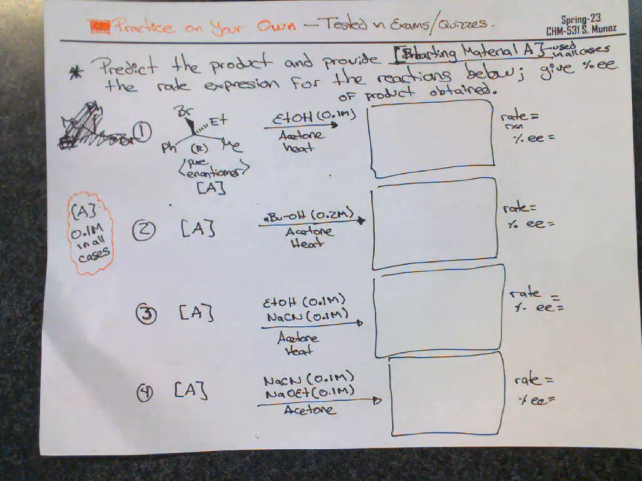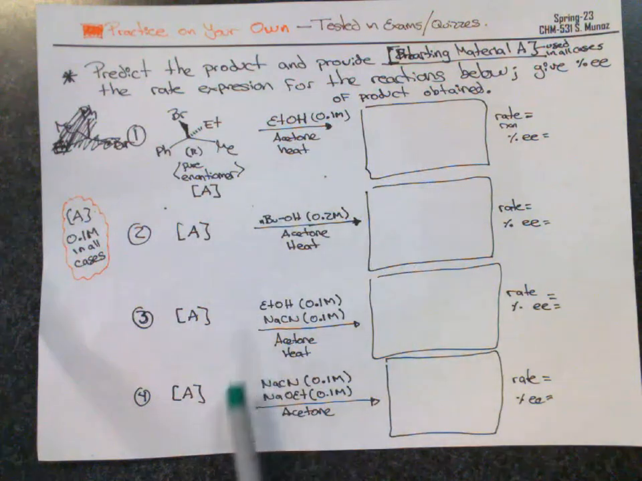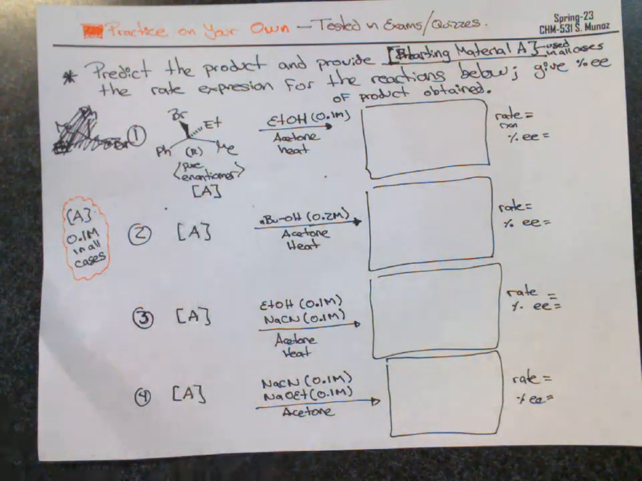Is it clear why the rate for this reaction is the same in every case? I mean, that was one of the questions you were supposed to answer, right? Provide the rate expression for each of these reactions, and we're starting with the same enantiopure tertiary alkyl bromide. We have different nucleophiles. In the first example, we have ethanol. What is the product that we're expecting there?